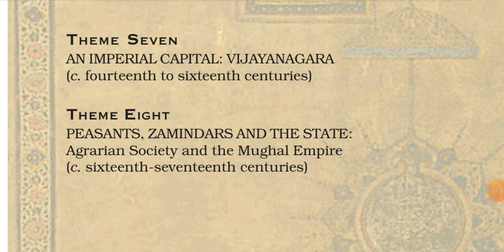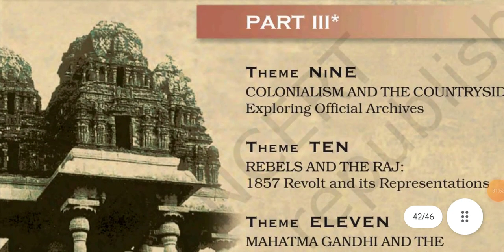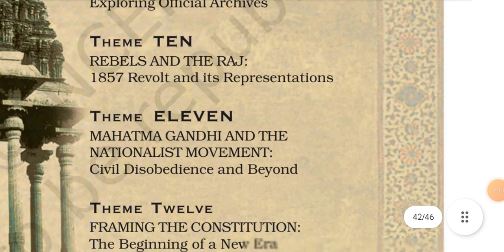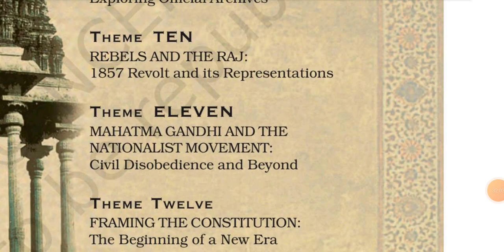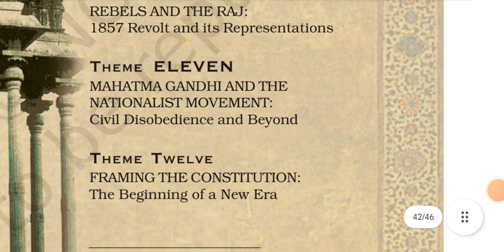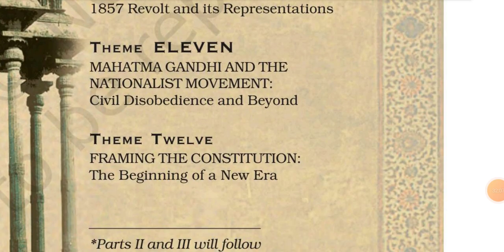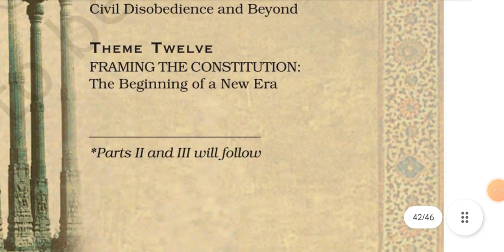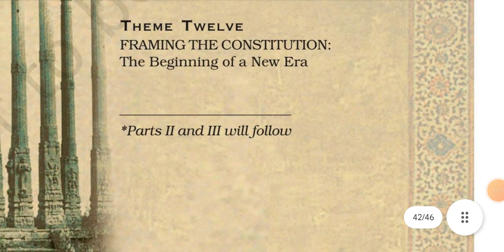16th to 17th centuries. Part 3. Theme 9: Colonialism and the Countryside: Exploring Official Archives. Theme 10: Rebels and the Raj: 1857 Revolt and its Representation. Theme 11: Mahatma Gandhi and the Nationalist Movement: Civil Disobedience and Beyond. Theme 12: Framing the Constitution: The Beginning of a New Era. Parts 2 and 3 will follow.